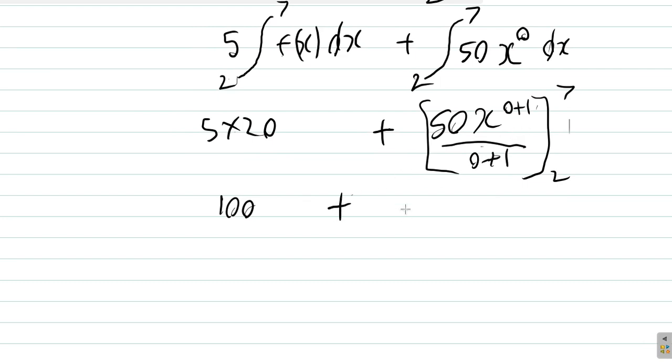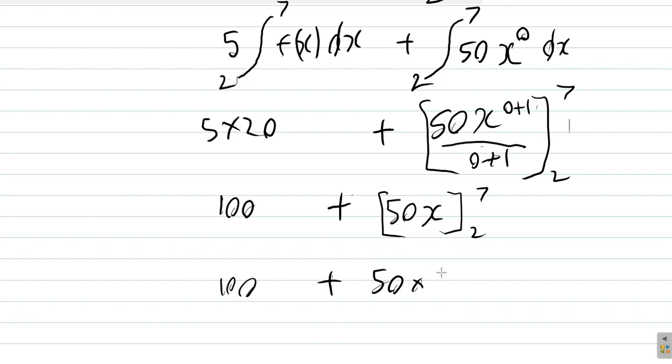This is 50x to the 1, which is just 50x, divided by 1. So you don't have to write that. From 2 to 7. So it's 100 plus 50 times, here we have 7 minus 50 times 2. See that?